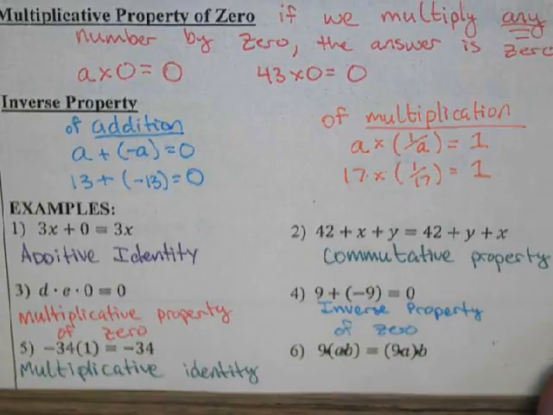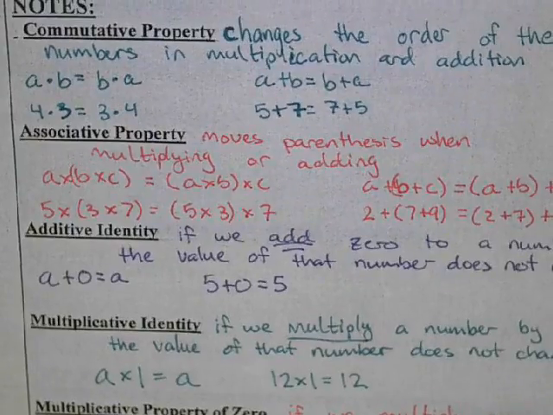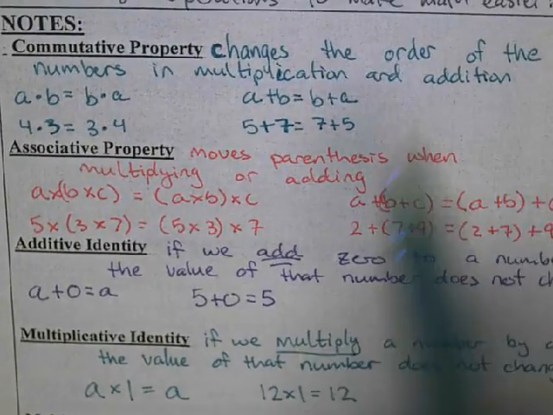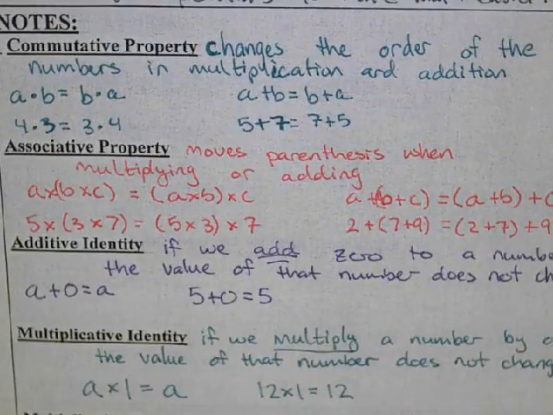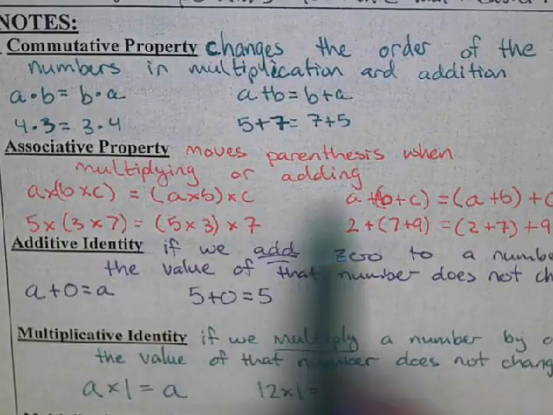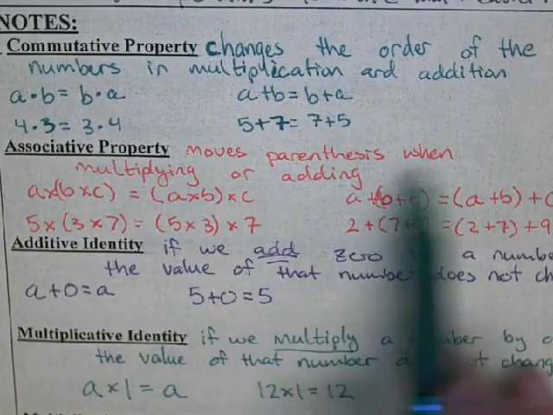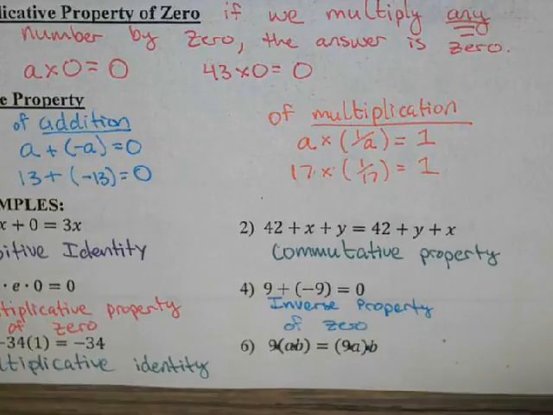So where is a property where we're moving parentheses? So we have the commutative property where we can change the order. We're not changing the order, we're moving parentheses. Associative property moves parentheses when multiplying or adding. Okay, so there it is. We're moving the parentheses when we're multiplying. So that's our property we're going to use. So we will use the associative property.